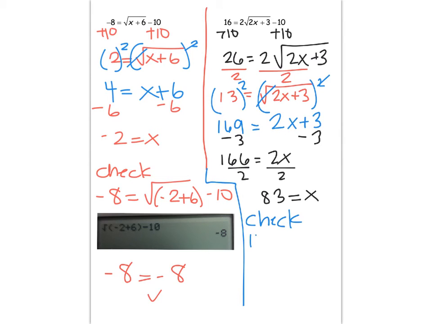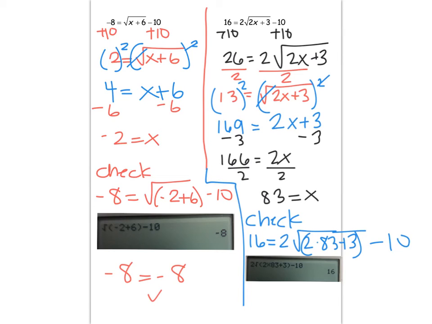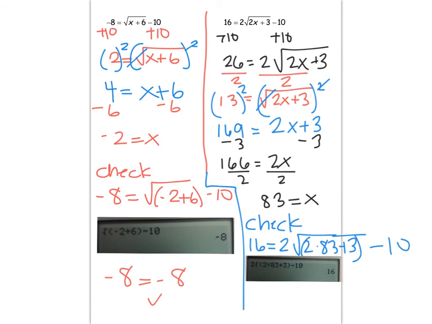So we have to check out whether 16 equals 2 times the square root of 2 times 83 plus 3, all in parentheses, and then subtract 10 after the parentheses. So sure enough, 16 equals 16. So we have a correct solution.